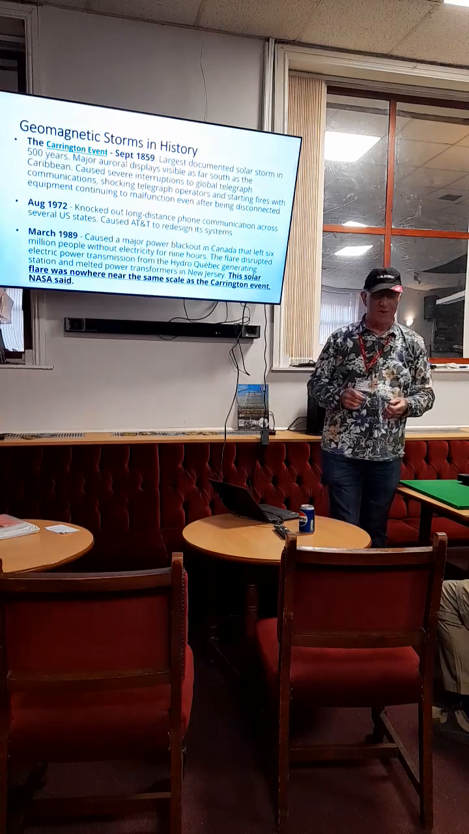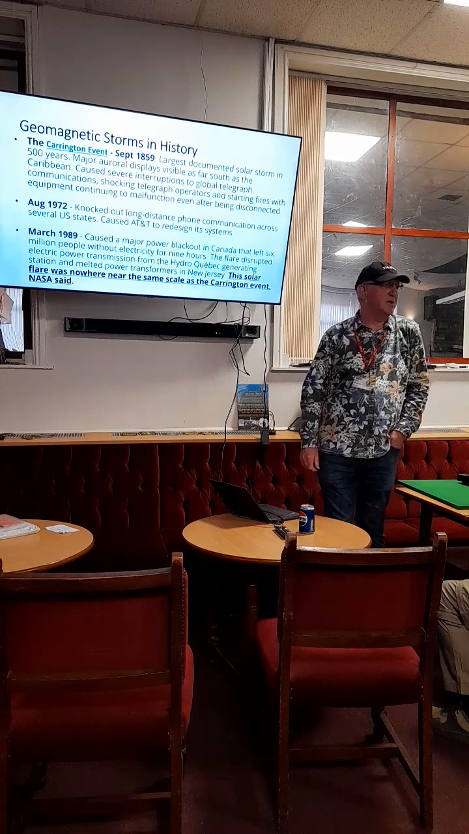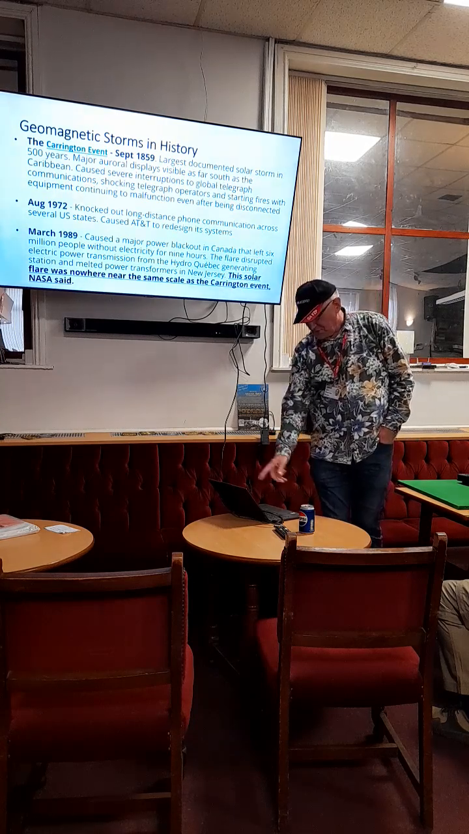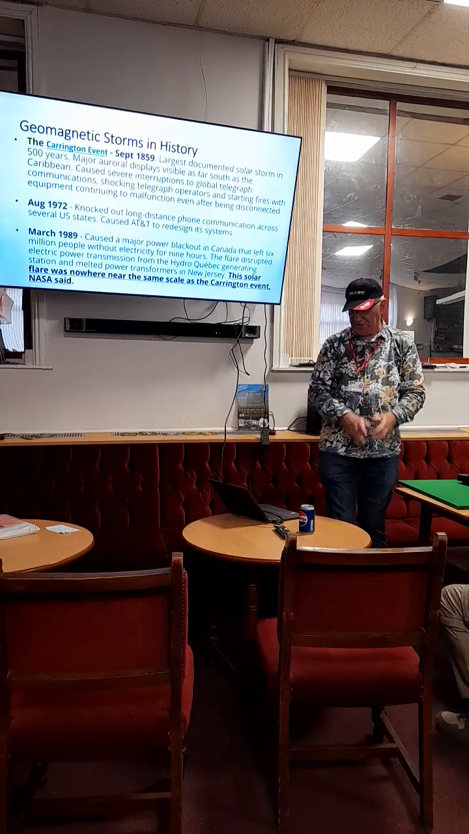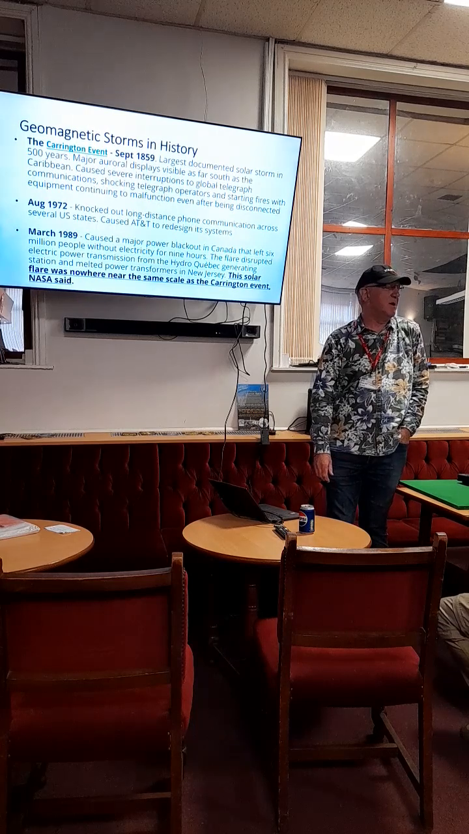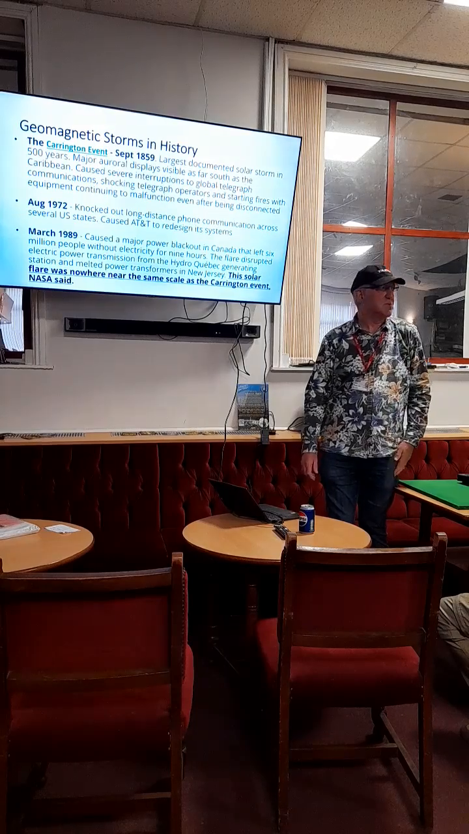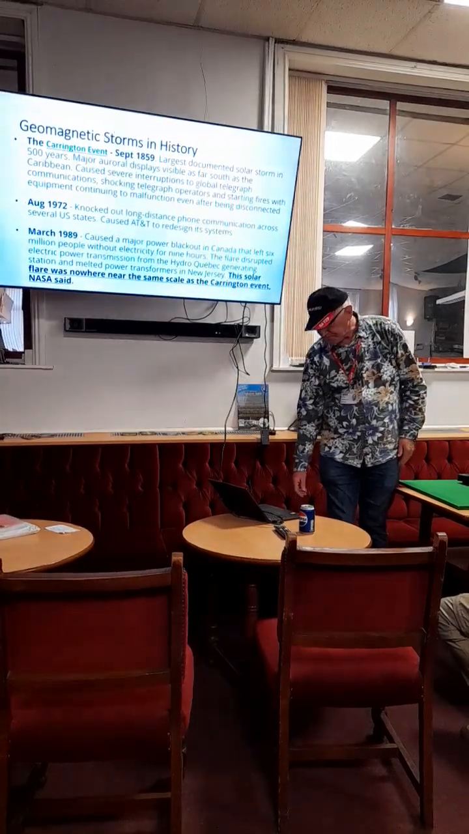Strange things took place. But fortunately, they didn't have much technology in those days, so that was all that happened. August 1972, AT&T got clobbered. Long distance phone communication got belted by the results of a solar flare. Caused them to redesign their systems because they thought, oh, this isn't good.